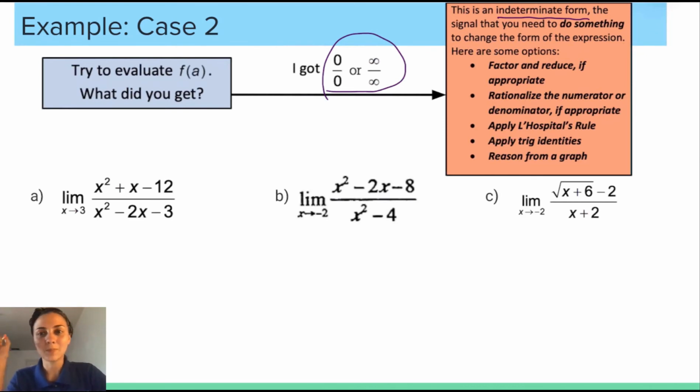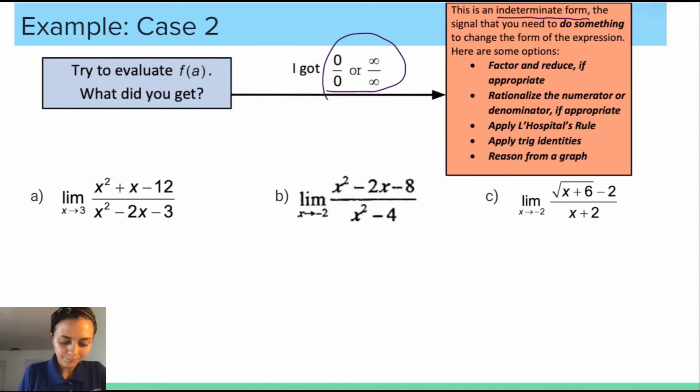I can't determine what that means. And so when you get an indeterminate form, it means we have to do something with the equation in order to make it solvable. We can't determine the limit at this point. We have to do some more work in order to make it solvable. So this is where a lot of your algebra is going to come in.